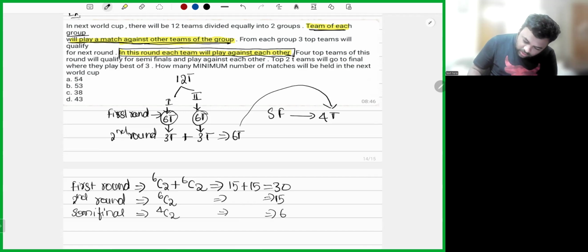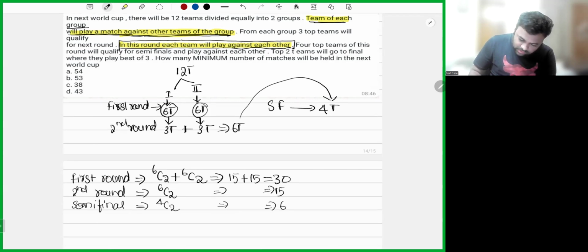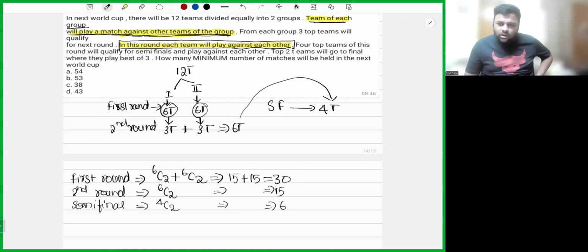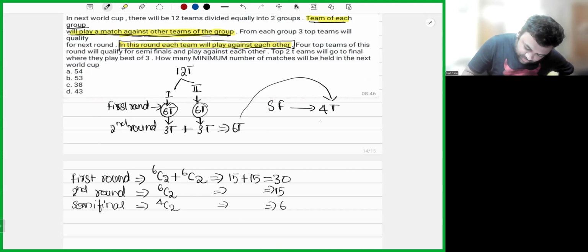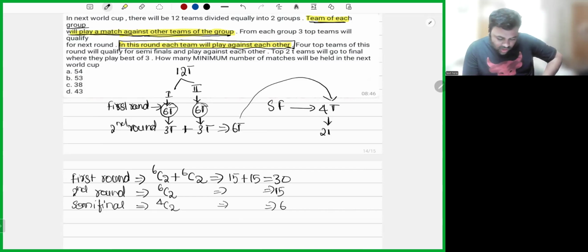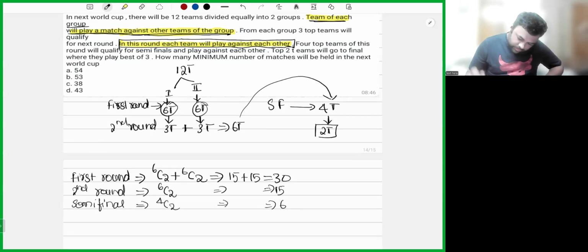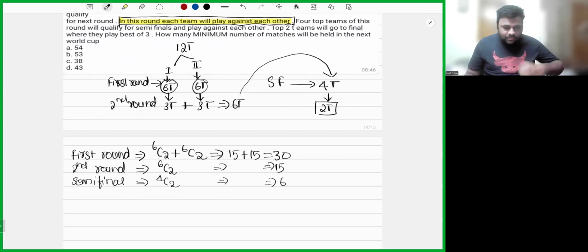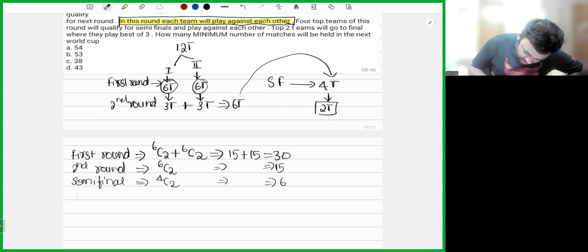Next step. Top two teams will go to final where they play best of 3. How many minimum number of matches will be held in the next World Cup? Best of 3 is 10. Okay. Last round.